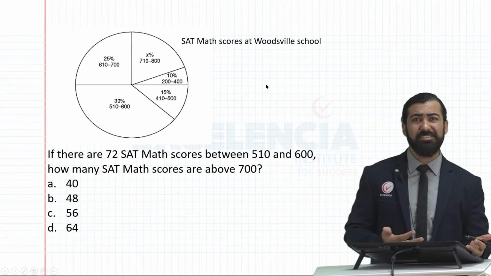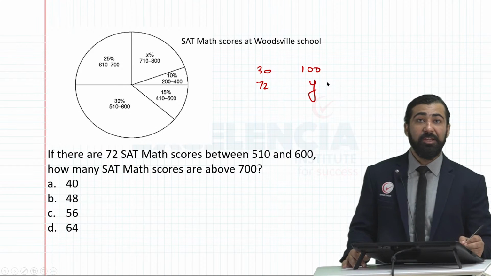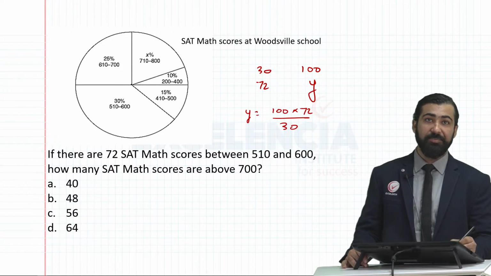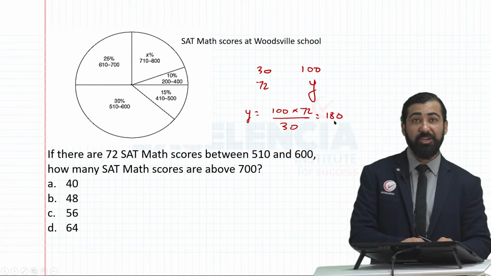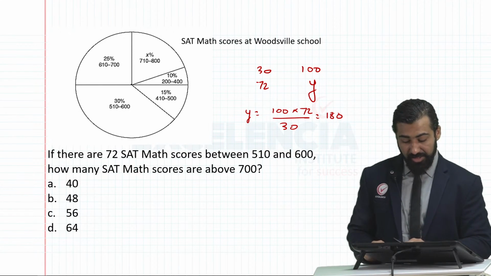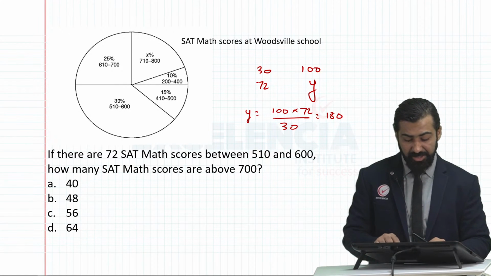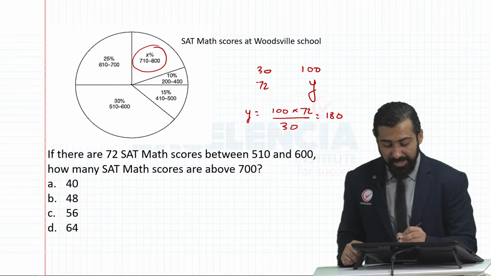So in this question, I'll first try to find out the total values. 30 compares to 100 as 72 compares to an unknown value. When I solve this, I'll get 30y is equal to 100 into 72. So y will become 100 into 72 divided by 30, and my answer will come out to be 180. The total population I've got is 180. How many SAT math scores are above 700? Total population is 180 and I want to know how many people are above 700. So basically, how many people lie in this group?